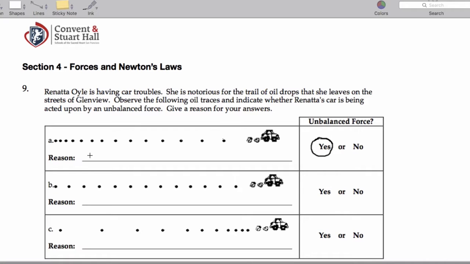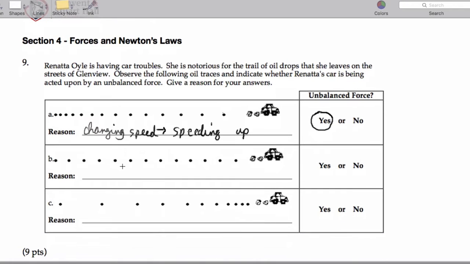So I want to be really clear here. Not only is the car changing speed, but let's be really clear that it is speeding up. Okay, just to be absolutely clear. Now here the forces are completely balanced because it's moving at constant velocity.